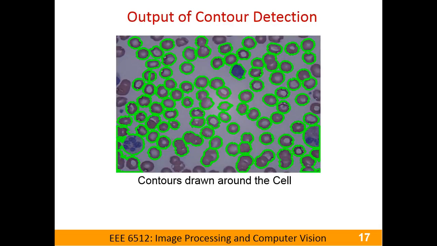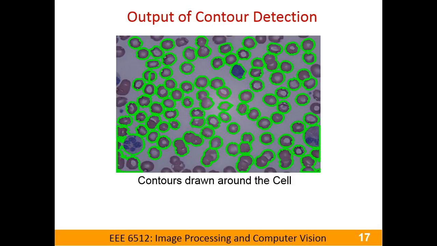So this is the output of the contour detection. As you can see, the contours are drawn around the outline of the cells. So as we can see, these are the segmentation results.